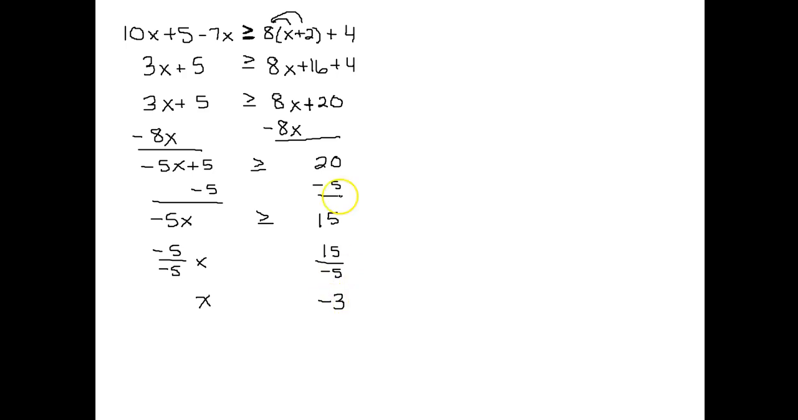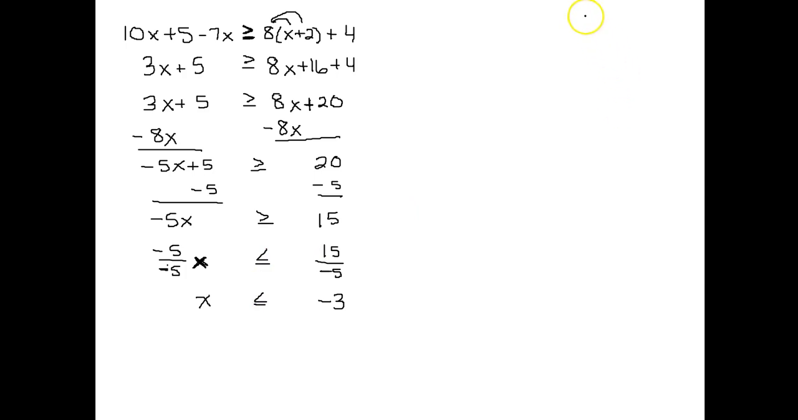Now you might notice I didn't keep writing my inequality sign in the middle, because I want to point out right here, in order to finish isolating the x, I ended up having to divide both sides of the inequality by a negative 5. If you have to multiply or divide both sides of the inequality by a negative number, the inequality sign has to flip. So it goes from greater than or equal to, to less than or equal to.